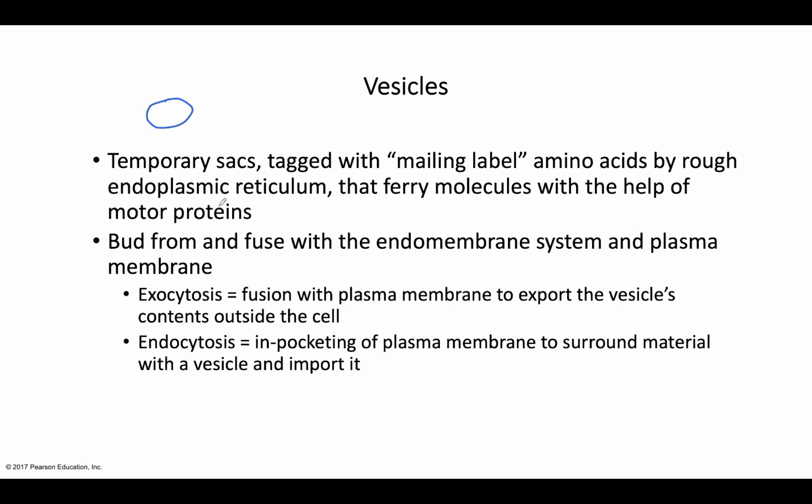Exocytosis means this vesicle can fuse with the plasma membrane. Then some content inside the vesicle can be exported outside the cell. We call that exocytosis. Also, some vesicles approach the cell, with some molecules inside the vesicle. When these vesicles approach the plasma membrane, they are both membrane, and membrane and membrane can merge with each other. Once these membranes merge into the plasma membrane of the cell, the content inside the vesicle can be discharged in the cell. We call that endocytosis, in-pocketing of plasma membrane to surround material with a vesicle and import it.